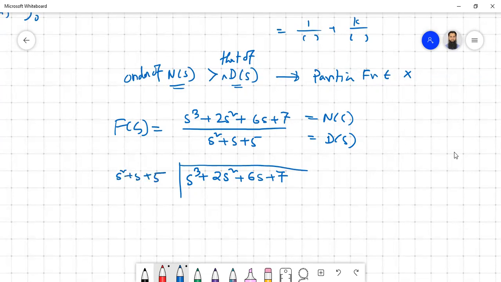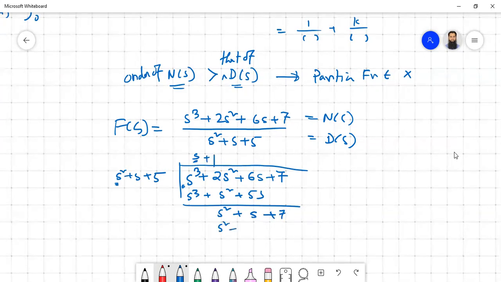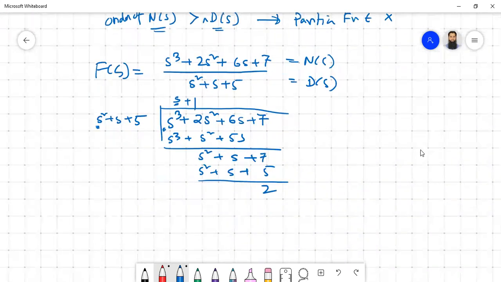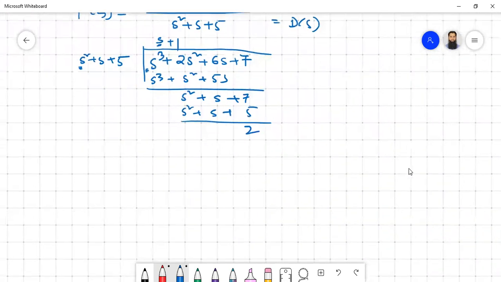Okay, so if it is S, I just multiply it, because you have to match this one with this one so that you can obtain this one. Very simple idea. So S cubed plus S squared plus 5S. Now if we subtract, what you're going to get is S squared plus S plus 7. So basically taking 1 should be enough. So S squared plus S plus 5. So basically we have 2. So 2 is your remainder and S plus 1 is your quotient.